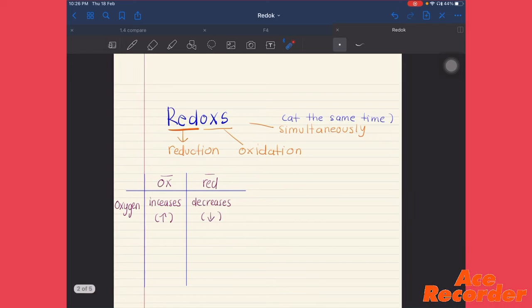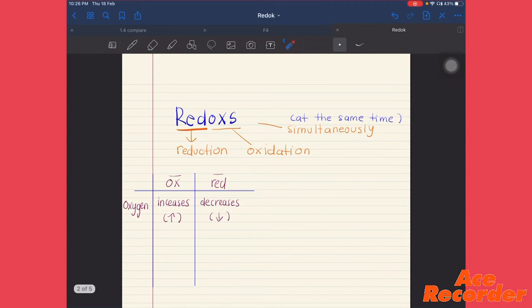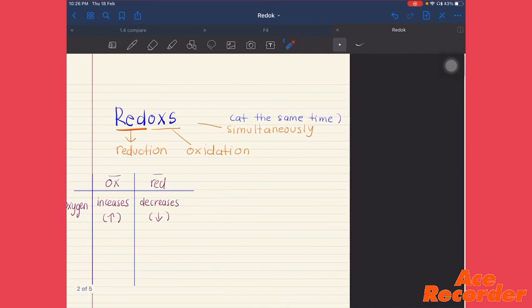Does it increase or decrease? So look at this. Magnesium, no oxygen here. But then here, got oxygen. So what does it mean? The oxygen increases, right? Again, teacher: magnesium without oxygen, magnesium with oxygen. So therefore, the oxygen increases. So when the oxygen increases, take a look back. When the oxygen increases, we call it oxidation.